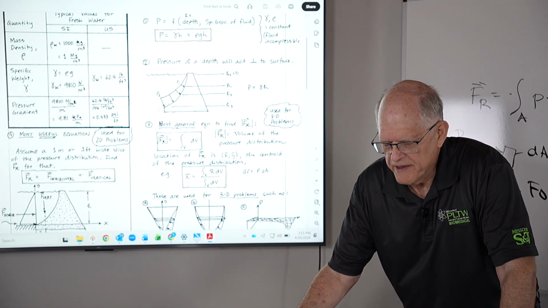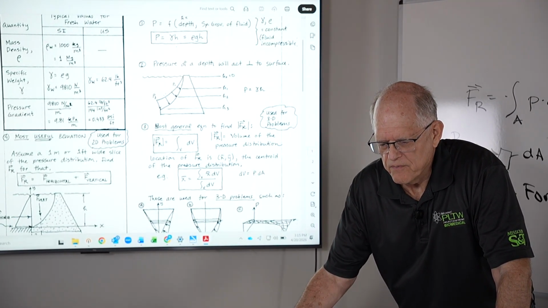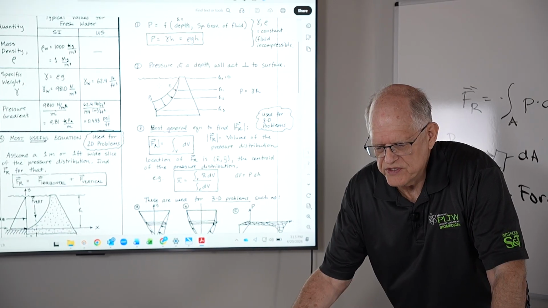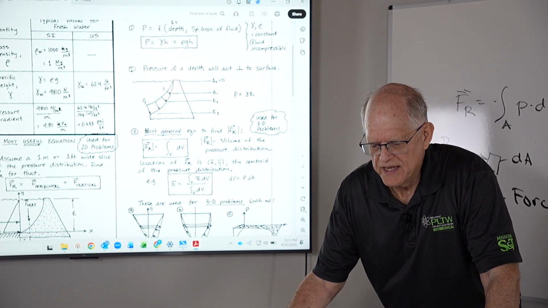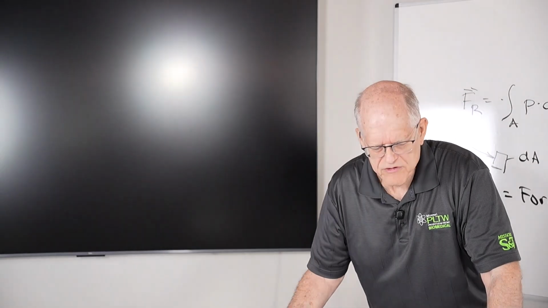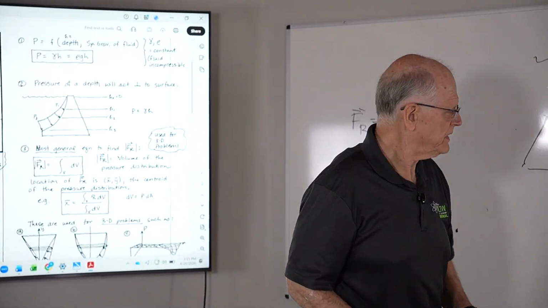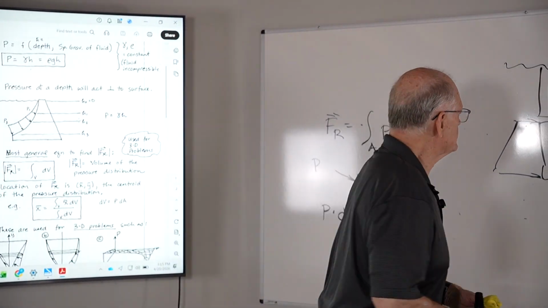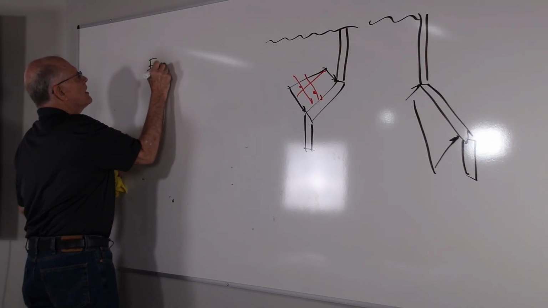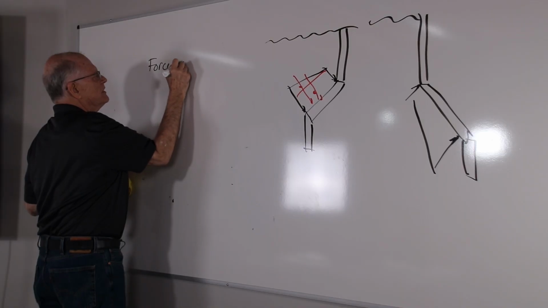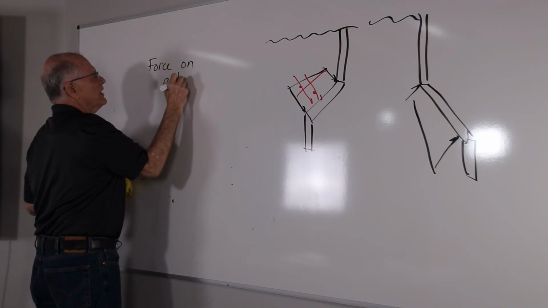What do you do? What you can do is resolve these into horizontal and vertical components. And you say, how does that work? How does that work? I'm glad you asked that question. So basically the way that works. So this is a force exerted by a fluid on a horizontal plate.